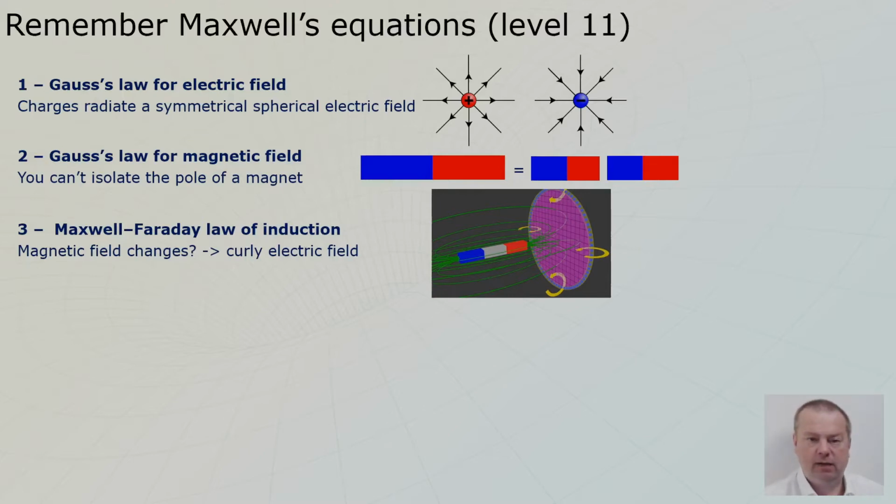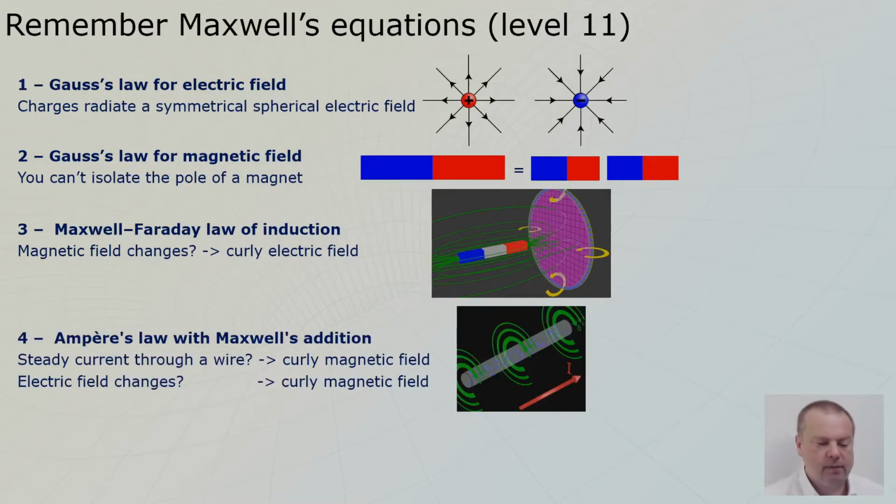We had separate levels for most of these, especially Faraday. Number 4 tells us 2 things. If you have a metal wire and electrons are running through the wire, it will create a curly magnetic field around the wire. And the second thing, thanks to Maxwell's addition, he says if you have a changing electric field, you will also get a curly magnetic field.